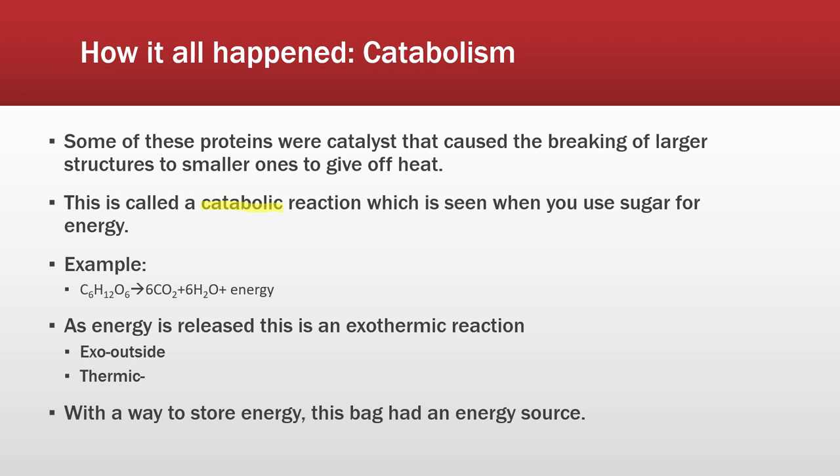So we have catabolism, where we're taking big molecules and breaking them to smaller ones. And what we're getting is energy released. Now, I want you to take a look at this word. You have the word exo, and you have thermic. We already talked about how thermic means heat or energy, heat technically. And so exothermic would be outside heat. So when you break something and you release energy, it's an exothermic reaction, which is telling you that you are releasing energy. Any reaction that gives you heat is exothermic. And so one of the things that happens is now we have a way to store energy in these bags with other chemicals.